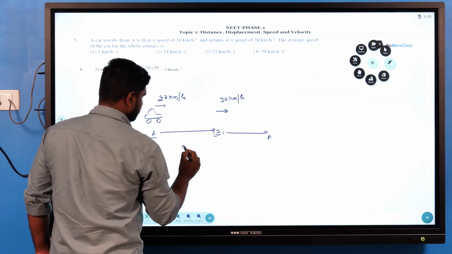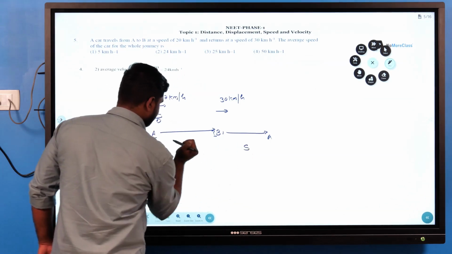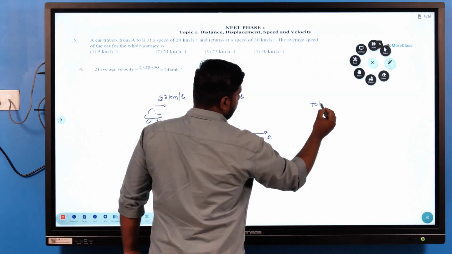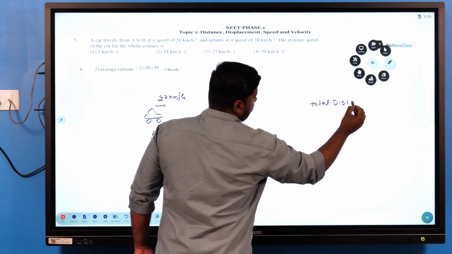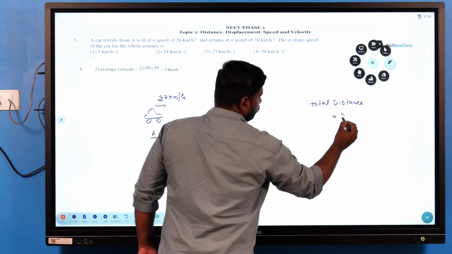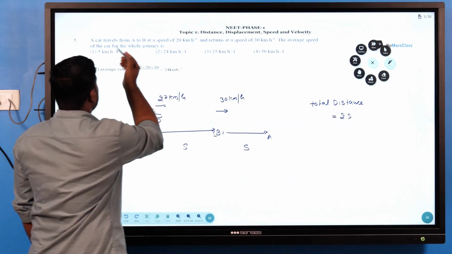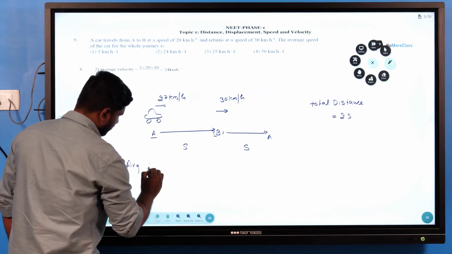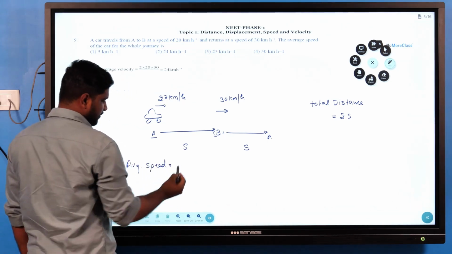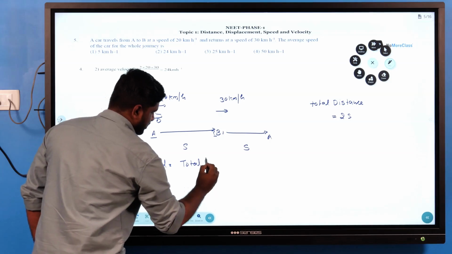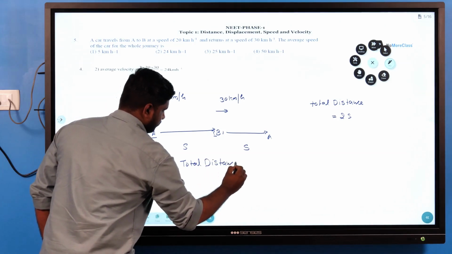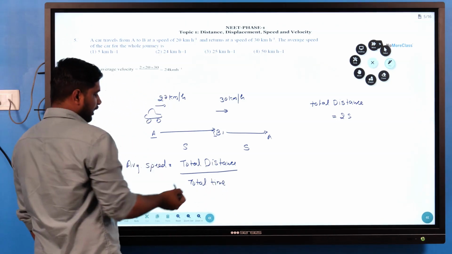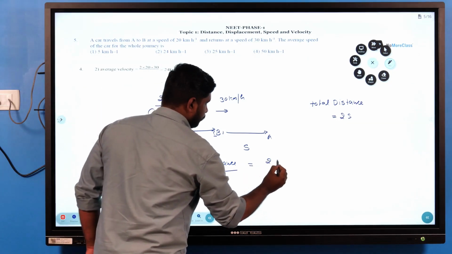Take this distance as S and this distance also S. So the total distance is 2S. The question asks about the average speed of the car for the whole journey. We know the formula for average speed is total distance upon total time. And the total distance we have is 2S.